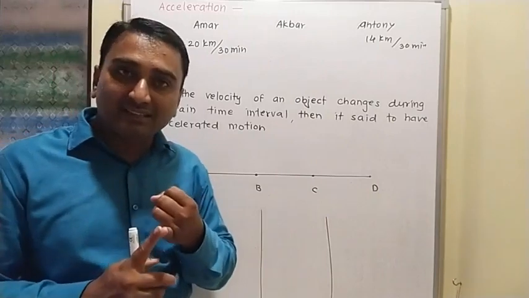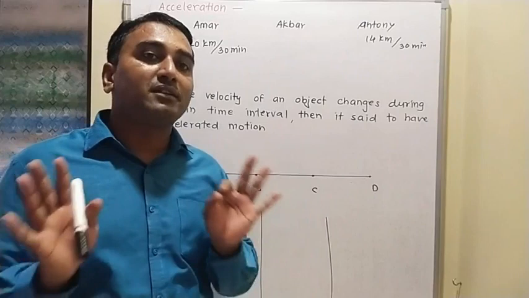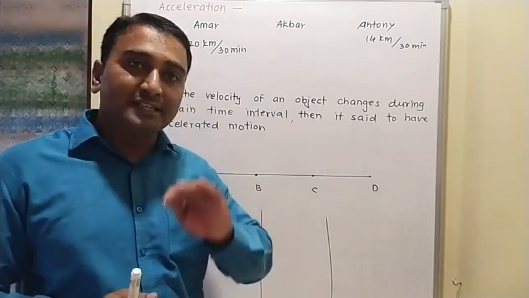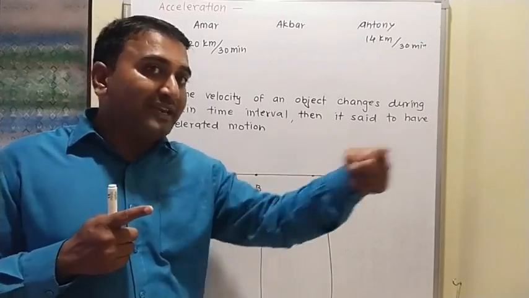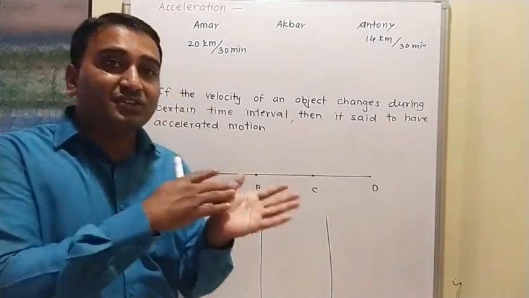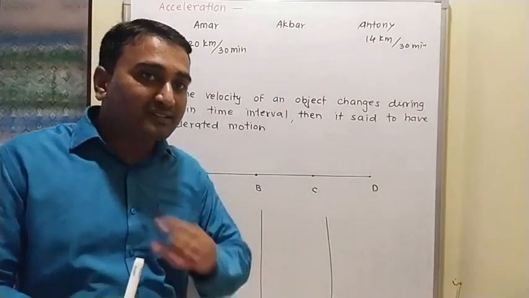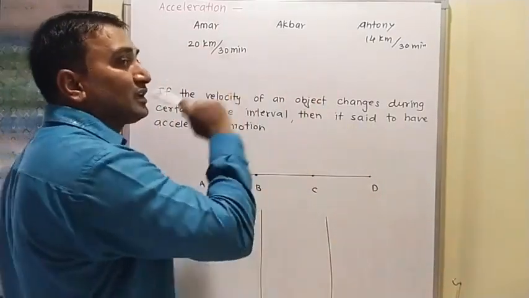Where a straight line is there, speed is equal to velocity. There is no difference between speed and velocity when straight motion or linear motion is there. But if direction gets changed, definitely speed is different and velocity is different. We are discussing the straight path, linear path, so linear motion.